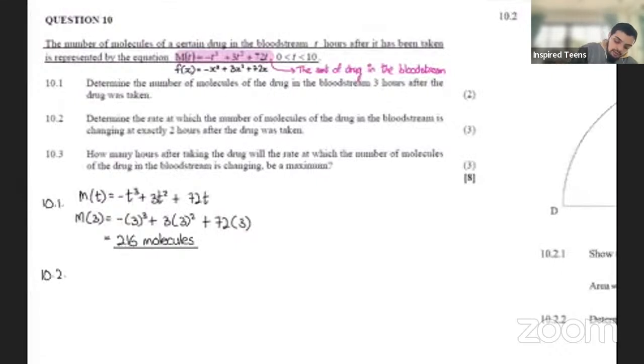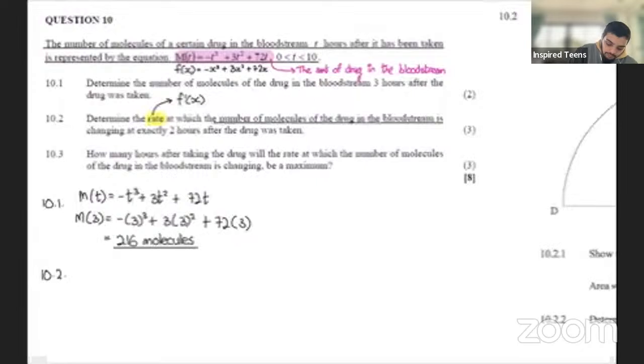Let's look at the second question. Determine the rate. Now this is important, we're looking at the word rate. This is where our calculus comes in. Remember, how do we get rate? Immediately when you see this word, it should tell you first derivative, rate of change. They say determine the rate at which the number of molecules of the drug in the bloodstream is changing exactly 2 hours after the drug was taken.